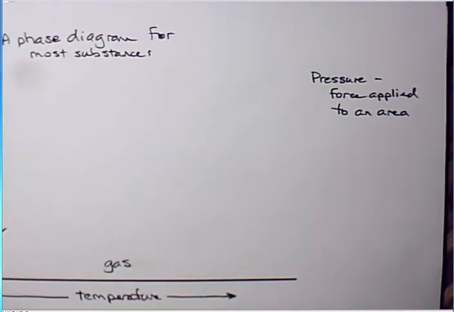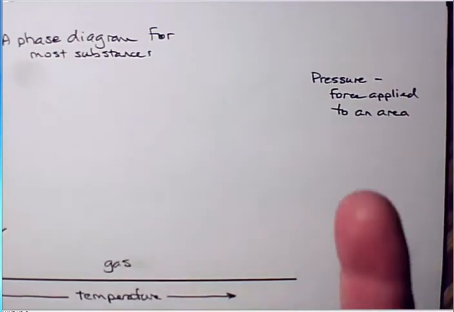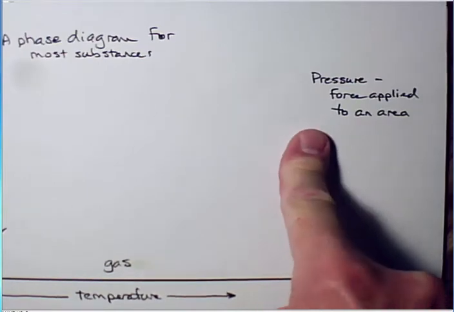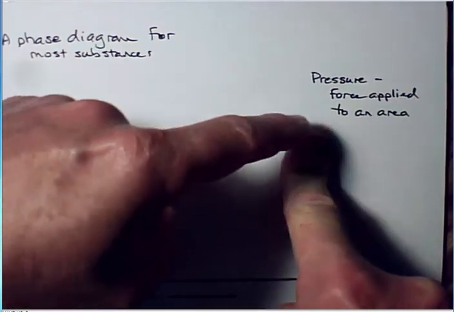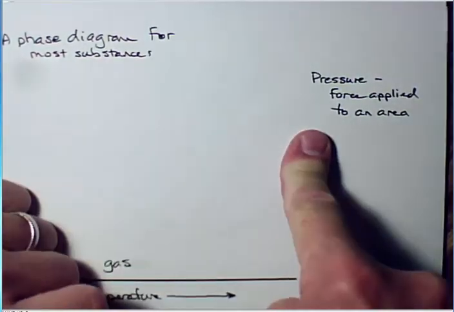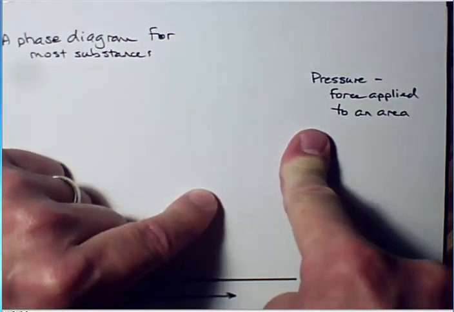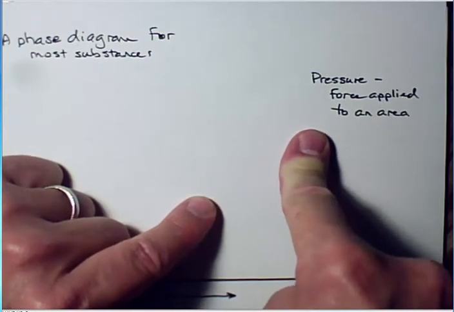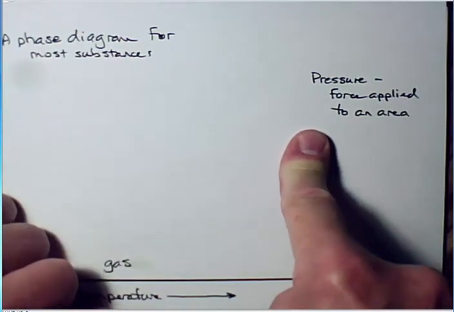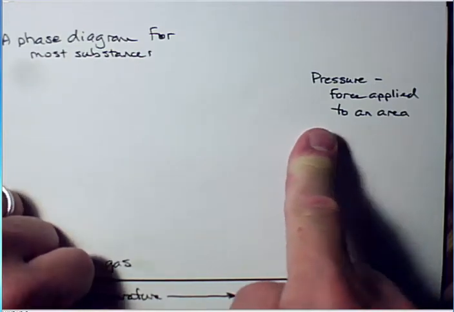Okay? Force applied to an area. So if I take my finger and I push it down on this paper, there's an area under my finger where it's pressing against the paper, and I'm applying force as I push down on it. If I push down harder, I'm applying more force, and so I'm creating pressure under my finger. Does that make sense? That's all pressure is.